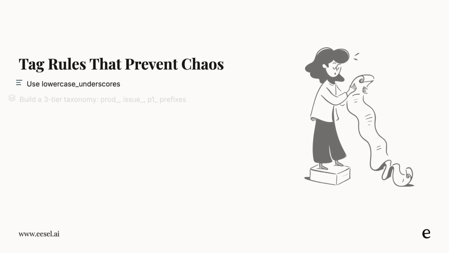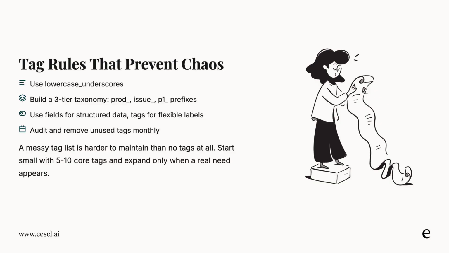A messy tag list is harder to maintain than no tags at all. Use lowercase underscores for all tag names. Build a 3-tier taxonomy with prefixes like prod, issue, plan, and priority. Use fields for structured data and tags for flexible labels, and audit unused tags monthly. Start with 5 to 10 core tags and expand only when a real need appears.